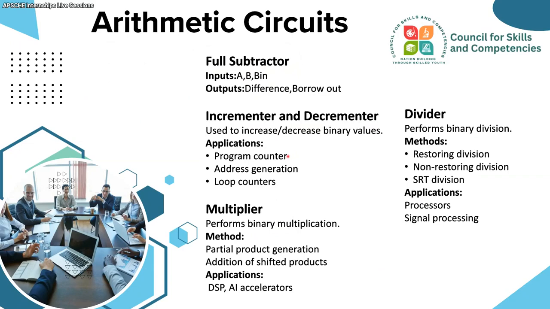These are used in program counters, address generators, and loop counters. If the CPU wants to fetch an instruction from memory, it needs to generate an address, then for the next instruction it increments by 1, and again for the next instruction. For that purpose there is the program counter. So for that we need an incrementer and decrementer, and also a multiplier and divider.